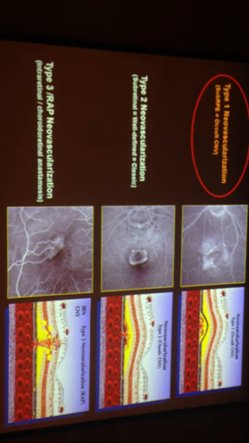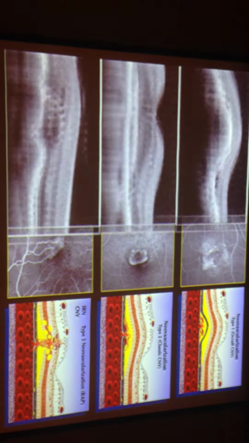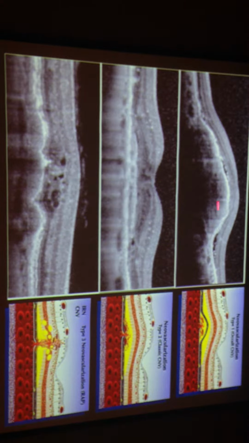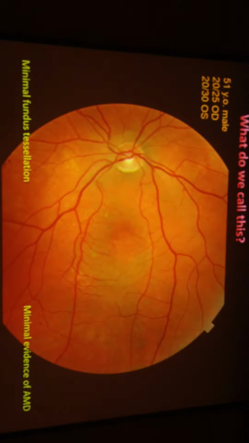So I think we all know what is type 1 neovascularization, but just in case we don't. Type 1 being the sub-RPE, type 2 being subretinal, and type 3 being RAP. So again, type 1 is sub-RPE neovascularization, type 2 is above the RPE, and type 3 is RAP. So what do we call this, where the patient has, again, minimal evidence of fundus tessellation and minimal evidence of drusen?